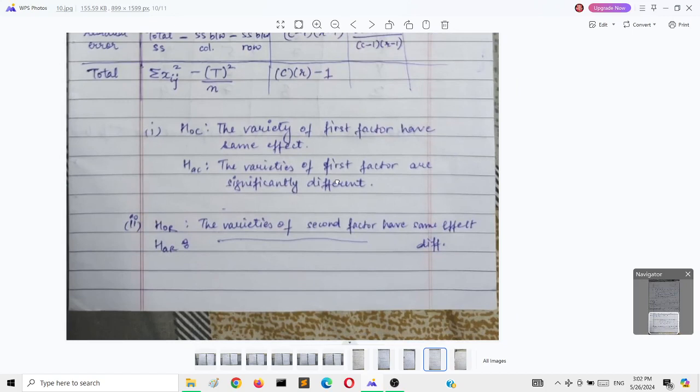Now you have the hypotheses. H0C says that the varieties of the first factor have the same effect, and HAC says that the varieties of the first factor are significantly different.